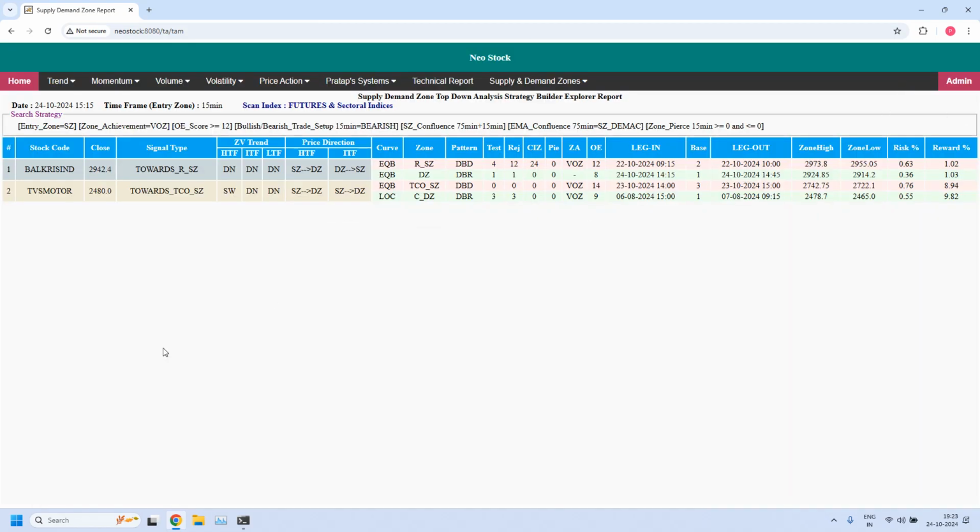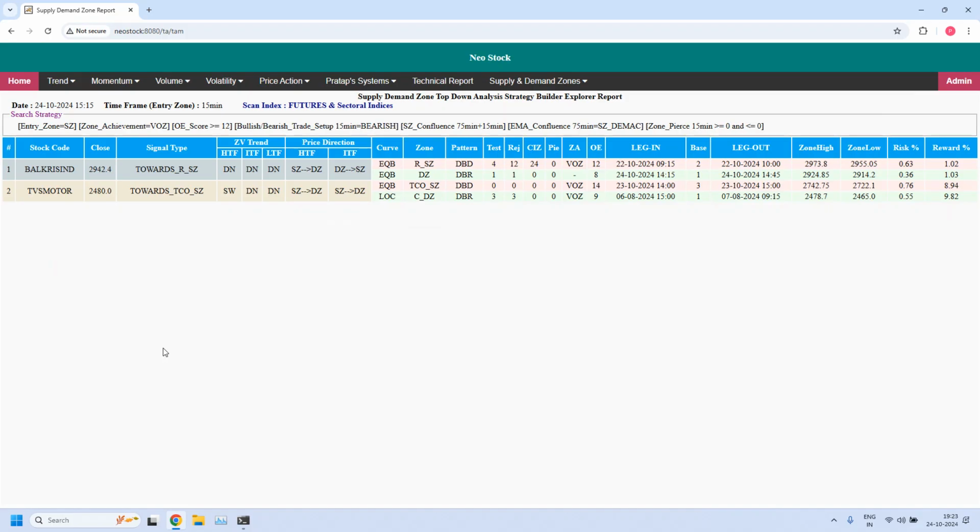We got 2 stocks filtered. These 2 stocks have daily EMA confluence with the 75 minute zones. For these 2 stocks, the 15 minute supply zones are part of the 75 minute supply zones, and those 75 minute supply zones have daily EMA confluence. So these 2 are even more high probability setup stocks.